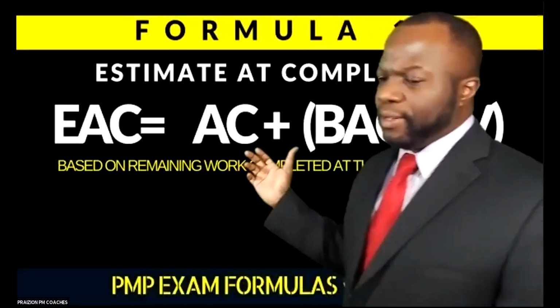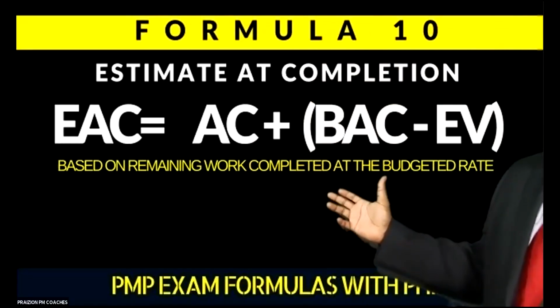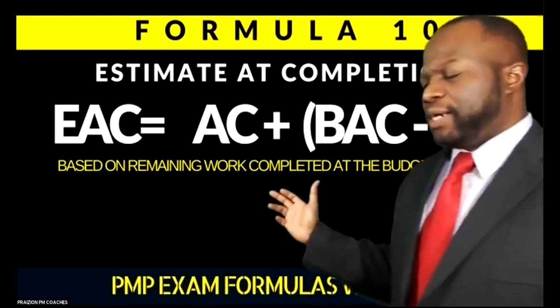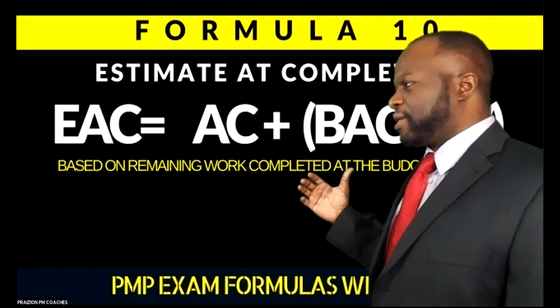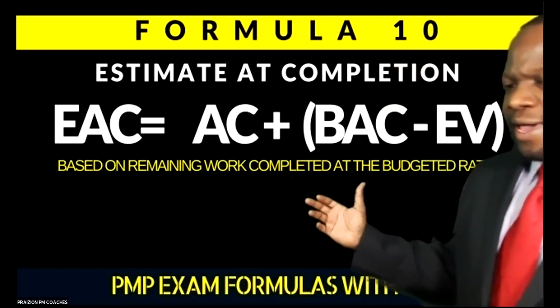All right, if there are no questions about that one, we are going to the second one that looks a little bit like it. I'm stacking them in an order that you guys may be able to remember. So the first one was AC plus ETC. This second one is used when our budget still makes some sense. This is when we can say, okay, we're not going to entirely discard the budget. It still can be used.